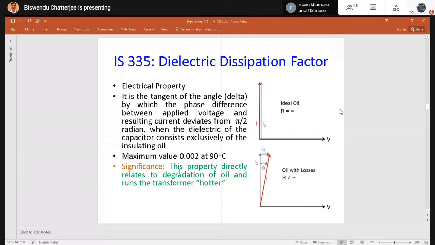So the significance: the property directly relates to degradation of oil and runs the transformer hotter, because the oil itself gets heated up. If the oil itself is heated, then the heat from the winding will not be dissipated easily because there will be a very low difference in temperature gradient, and that is why the system runs hotter and gradually the oil degrades very quickly.